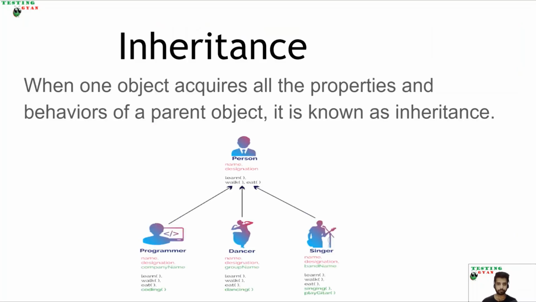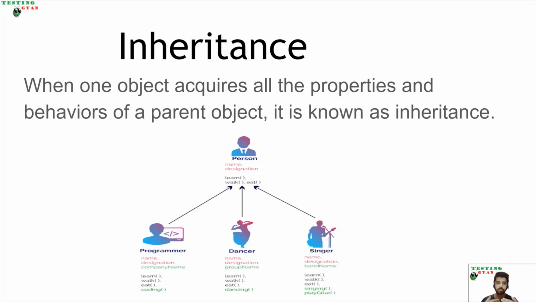So let's move ahead and talk about inheritance now. When an object acquires all the properties and behaviors of a parent object, it is known as inheritance. Here let's consider person as a class, and there are three more classes: programmer, dancer, and singer. All these classes inherit some properties of the person class. A programmer can also learn, a dancer can also learn, a singer can also learn. A programmer can also walk and eat, a dancer can also walk and eat, similarly a singer can also walk and eat. But there are some things which only these can do.